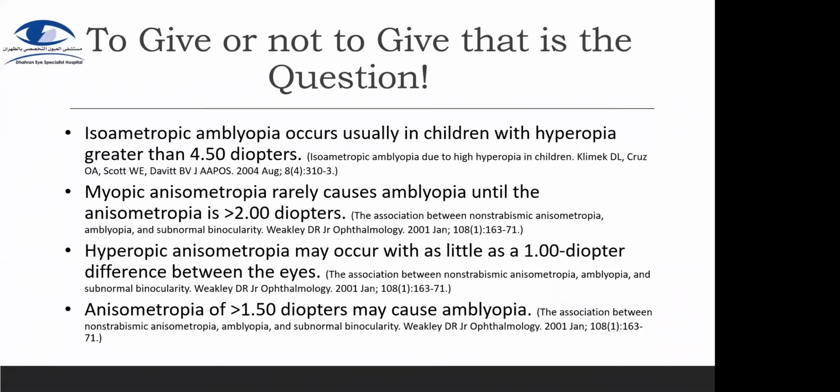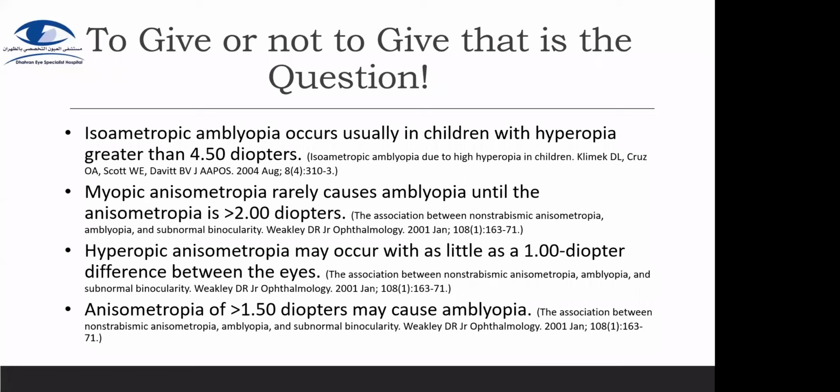Let's start first with the optical correction. To give or not to give, that is the question. When you have a child with refractive error, when shall you give the glasses? When shall you not give? Because some of the refractive errors are not amblyogenic. They're expected to be there at a specific age, and some of these are amblyogenic.